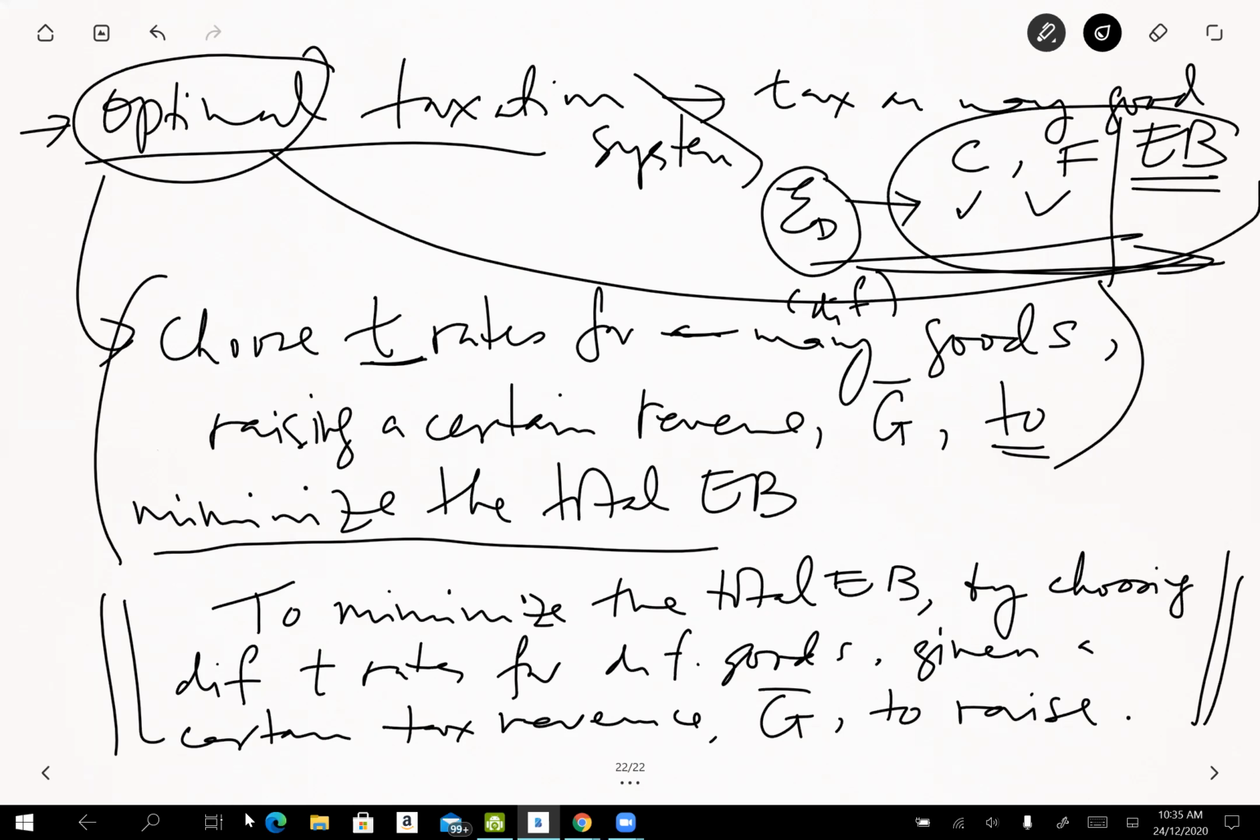So given all these different goods, I want to charge a certain tax rate in order to minimize the total excess burden. So you may have one market with higher excess burden than another, but the total will be minimum, right? So that is the optimal taxation principle. Now, this principle is based on this thing.